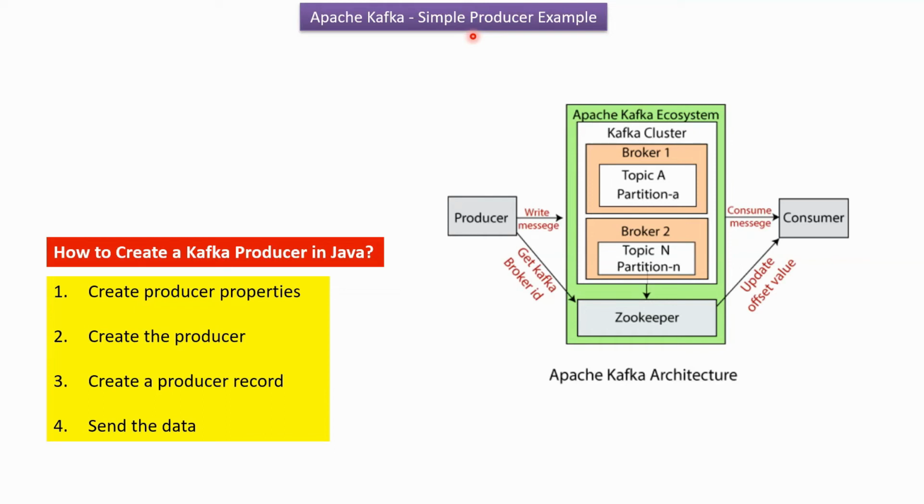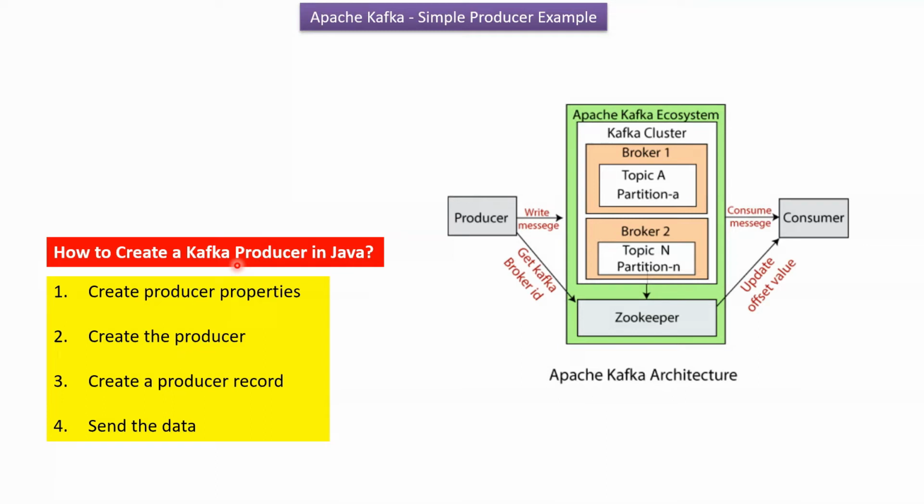In this video tutorial, I will explain using Java how to write a simple producer code which will send messages to the Kafka server which is deployed in an Amazon EC2 instance. Here you can see the Apache Kafka architecture. Here you can see the producer which will send messages to a Kafka topic, and here you can see the consumer which will consume messages from the Kafka topic. We will see how to write this producer code to send messages to the Kafka topic.